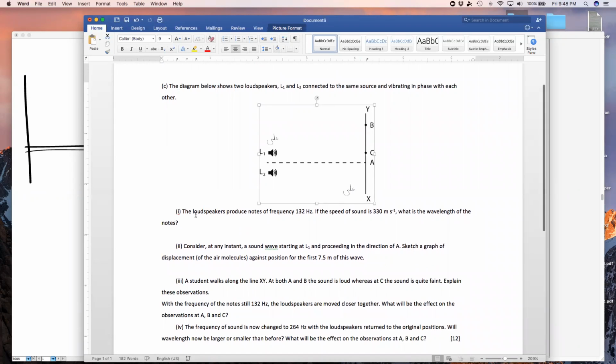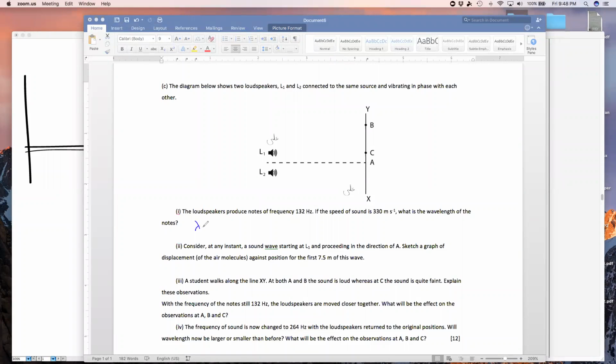The loudspeakers produce notes of frequency 132 hertz. What's the speed of sound, and what's the wavelength? Wavelength lambda is equal to V over F. They gave you the speed of sound to be 330 and the frequency is 132. So we got an answer for that, no problem.